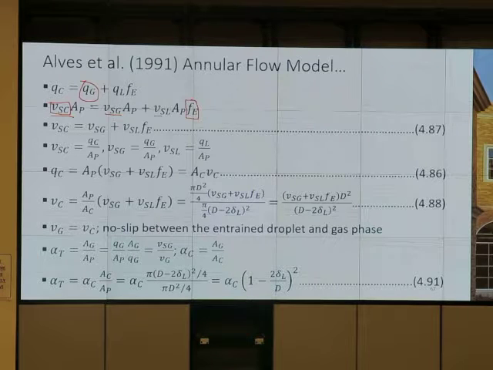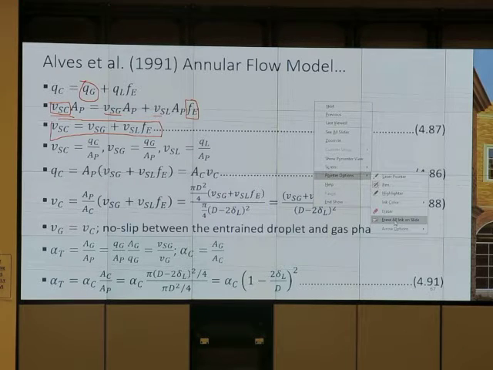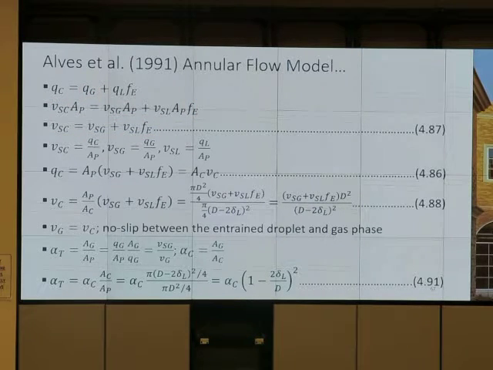Do the math, cancel AP, we get VSC equal to VSG plus VSL FE. Okay? Remind you, VSC is just QC AP over AP. VSG is QG over AP. VSL is QL over AP. By definition. Alright? Okay. Let's go back to this equation. AP, take it out. Okay, it's over here, and we have VSG, VSL, FE. That part equals QC over AC.